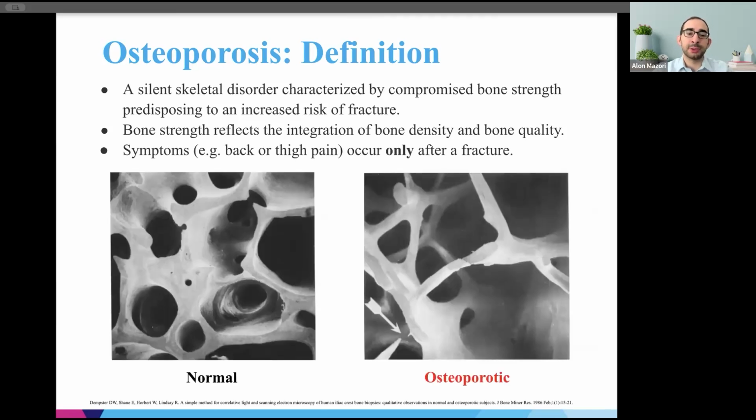If we take a look at these two scanning electron microscopy images, we see that on the left, there is a normal bone density in a patient without osteoporosis. But in an osteoporotic bone, there is much lower bone density, and this has a much higher risk of fracture. In fact, the small arrow in the bottom left-hand corner of the right-hand image indicates a microscopic fracture.